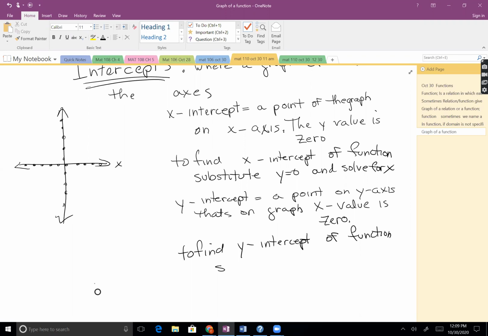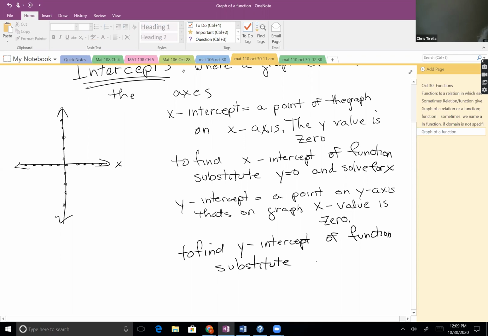All right. So to find the y-intercept, we substitute x equals 0 and solve for y.